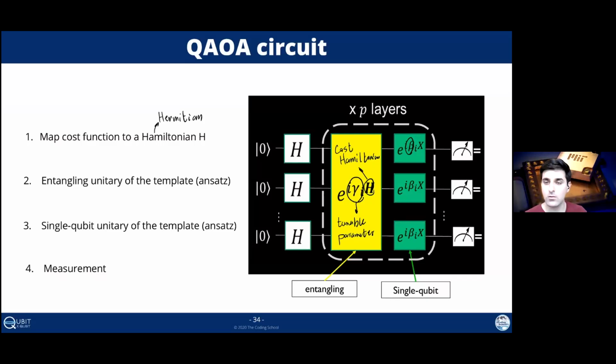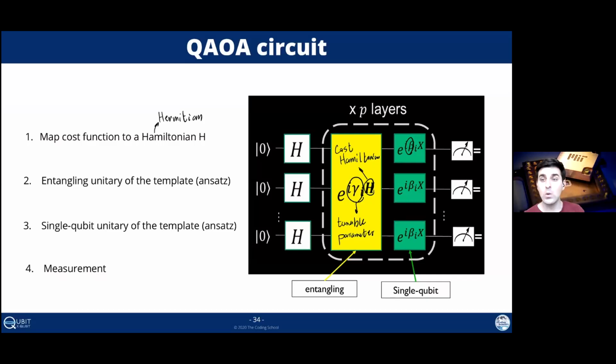And of course, the single qubit layer is just rotations around the x-axis of the Bloch sphere, which we've seen. So this is an example of what an ansatz looks like for QAOA. Now, VQE ansatz are a little bit more complicated in my opinion, but each ansatz will depend on the problem that you're trying to solve.